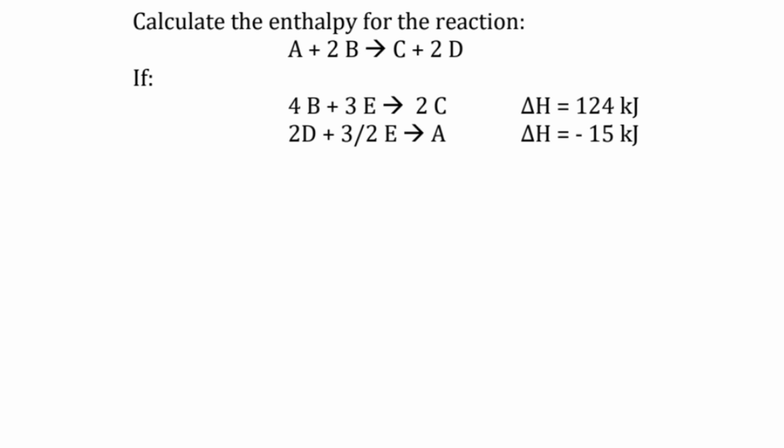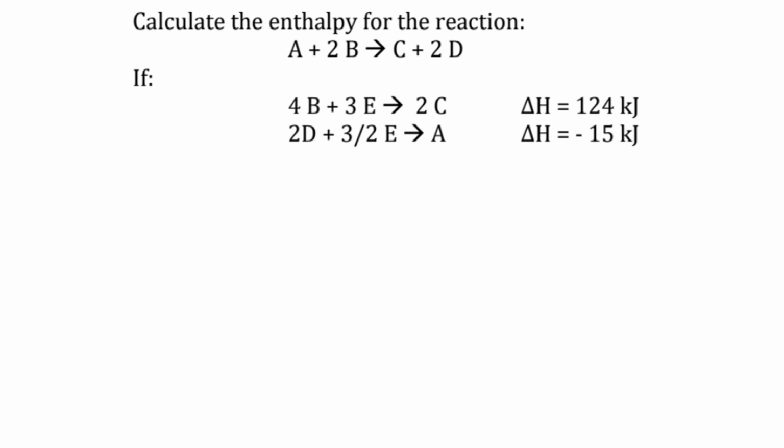Calculate the enthalpy for the reaction A plus 2B produces C plus 2D. If 4B plus 3E produces 2C, and it has a certain delta H. 2D plus 3 halves E produces A, and a delta H of negative 15 kilojoules.